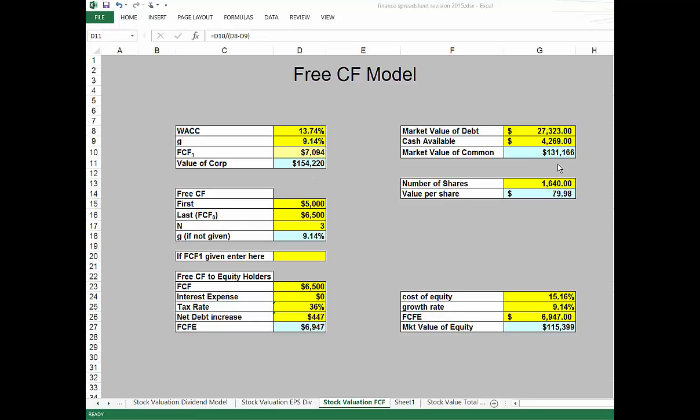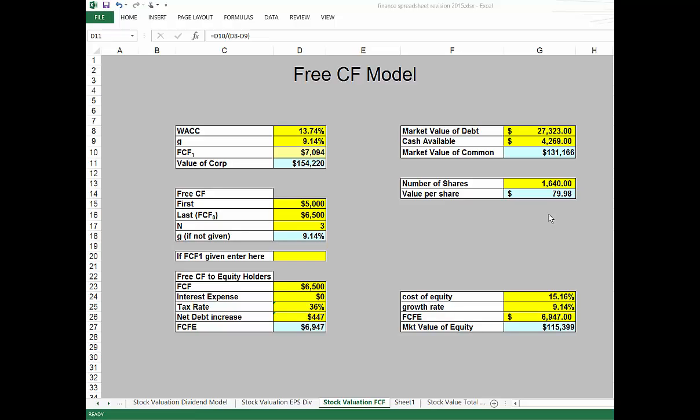You'd have to spend $131 million on the stock. You'd have to spend $27 million on the debt, and of course you would have $4 million in cash that you could use to offset that value. So this ultimate value of the corporation is the stock of the company plus the debt of the company minus the cash of the company. We did a quick calculation here just to estimate what that would equate to in value per share.